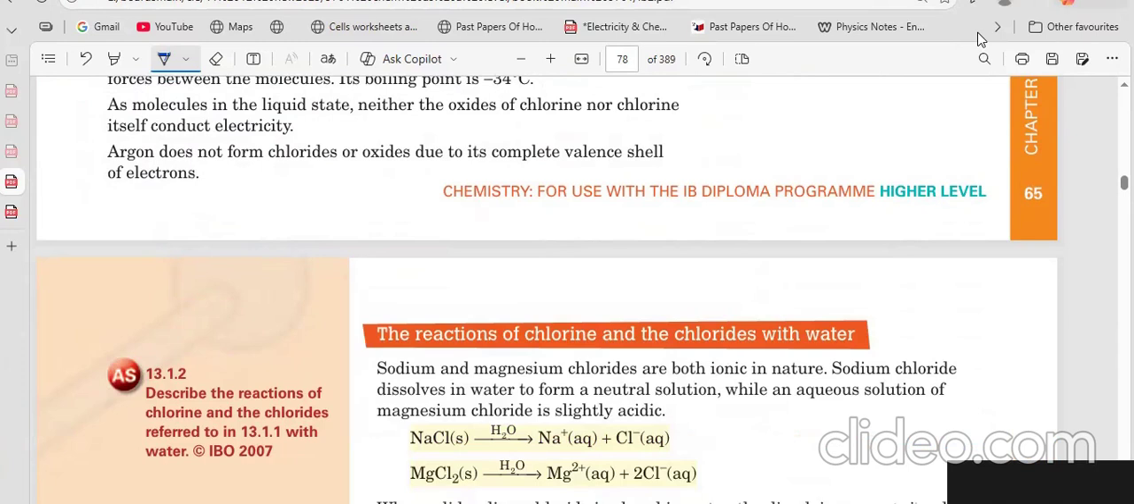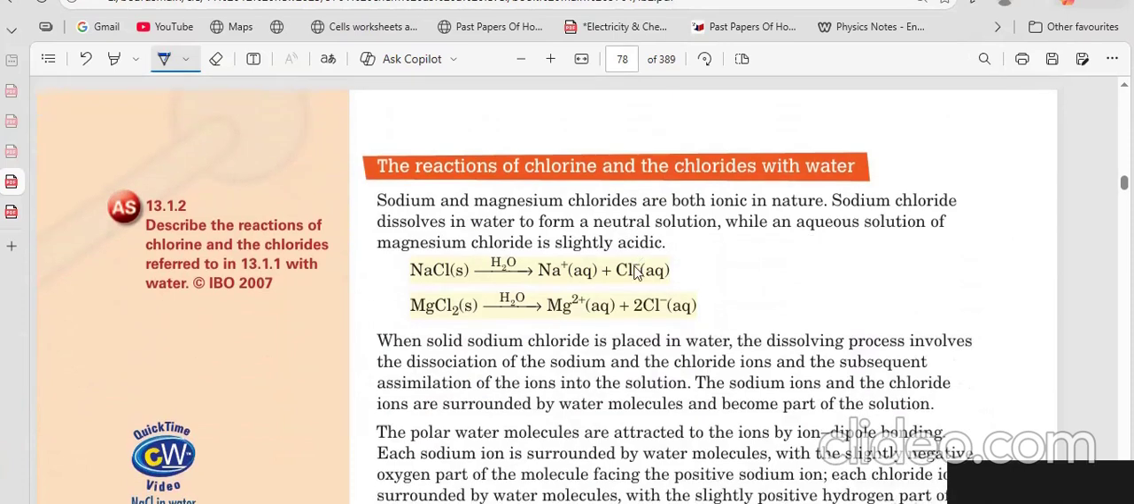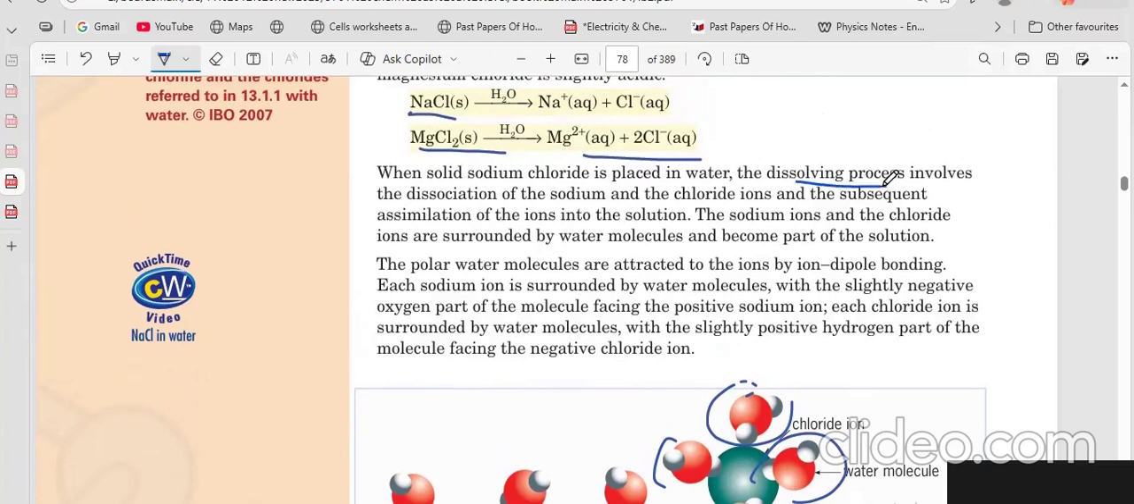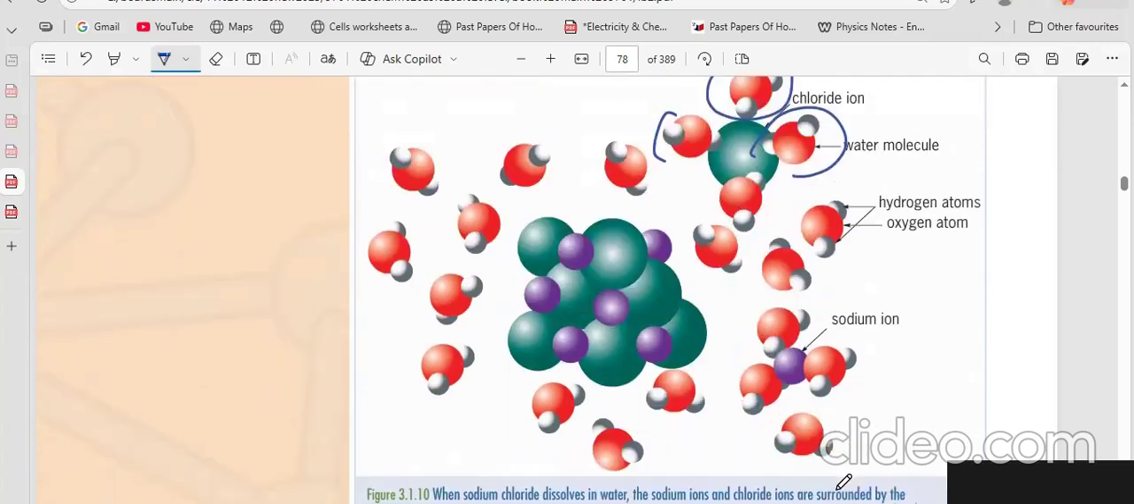Oh, how chlorides react with water is another important topic. NaCl and MgCl2 will ionize. Once it's ionized, the ion will be surrounded by the water molecules on all sides, so nothing else will happen. So each chloride is surrounded, the dissolving process involves the dissociation of the ions and the subsequent hydration. That means getting surrounded by water as the ions go into the solution.